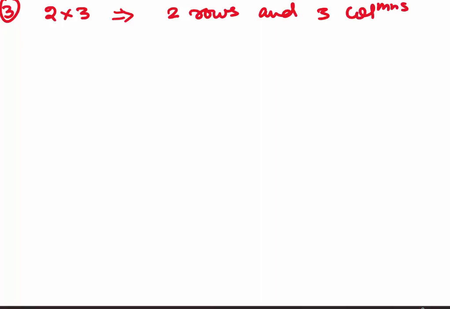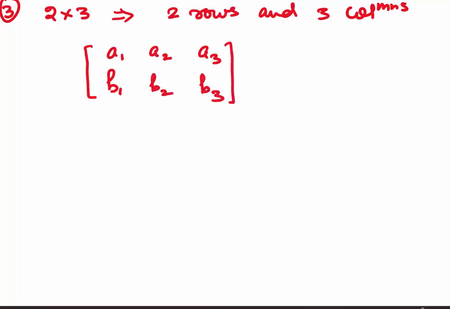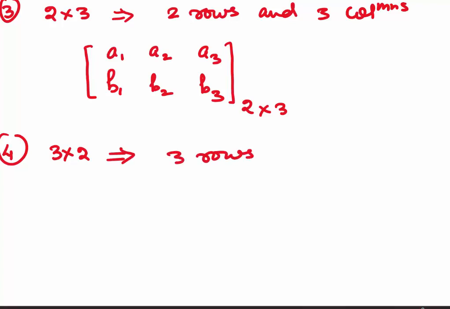The third possibility was 2 by 3. Now, this implies there are two rows and three columns. Now, what type of matrix are you going to get where there are two rows and three columns? So, if we take the elements as Ai's and Bi's, it would be A1, A2, A3, B1, B2, B3. See here, two rows are there and three columns are there. And the last case was 3 by 2. Now, which means there are three rows and two columns. Here we have three rows.